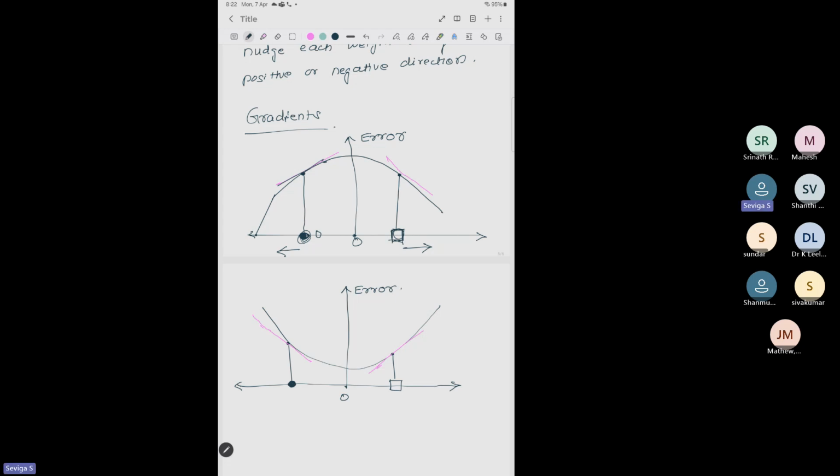This is a simple error curve I have drawn, but the error curve can be anything. So based on the individual gradient, we have to adjust the weights. We will run the sample through the network, measure the output, compute the gradient for each weight, then use the gradient at each weight to move that weight in the right direction or the left direction. Is it clear?